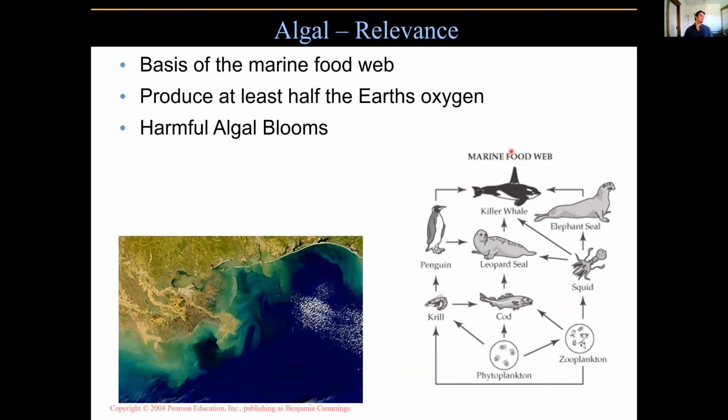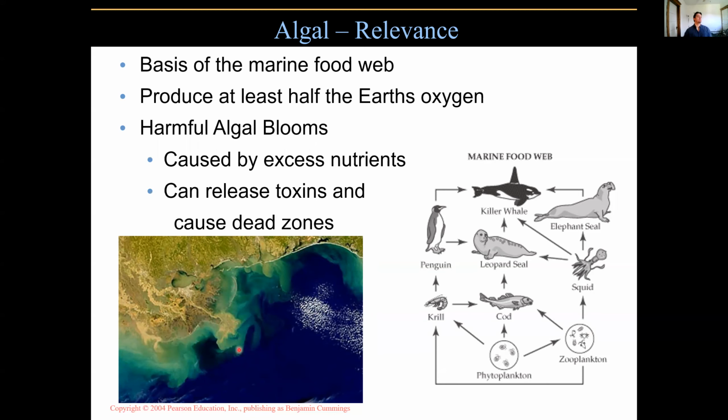They also produce at least half of the Earth's oxygen, so it's sort of important if we want to breathe. And they're also capable of causing harmful algal blooms. This is what you can see over here. This green, it almost looks like it's melting into the water, but this is actually algae. And this algae typically grows because there's an excess of nutrients, also known as eutrophication, where this excess of nutrients just causes massive amounts of algae to grow.